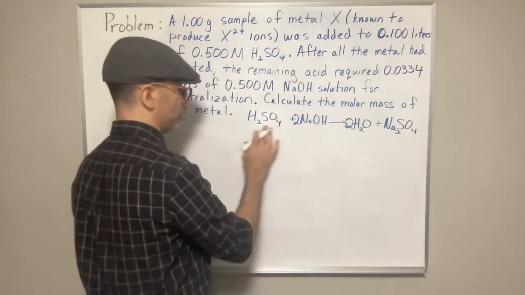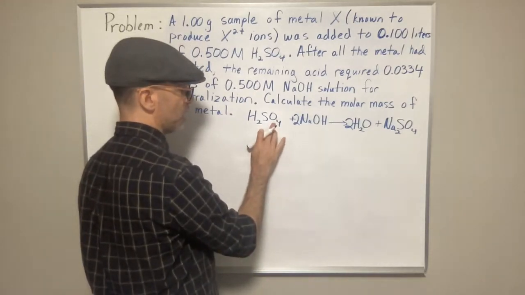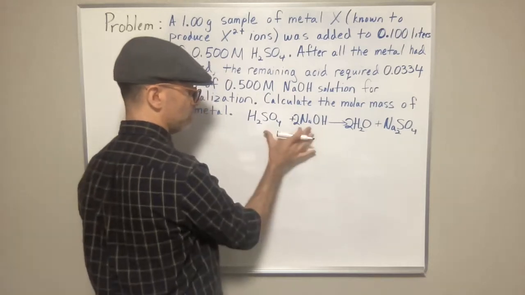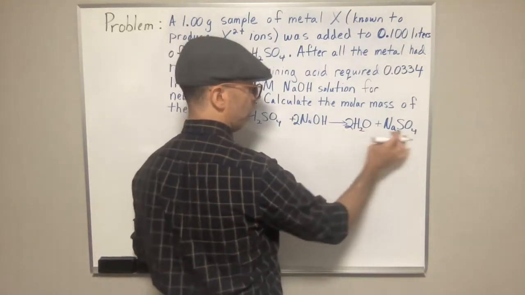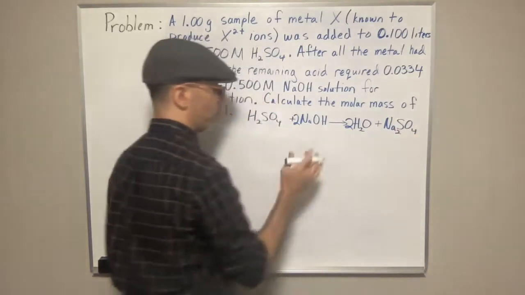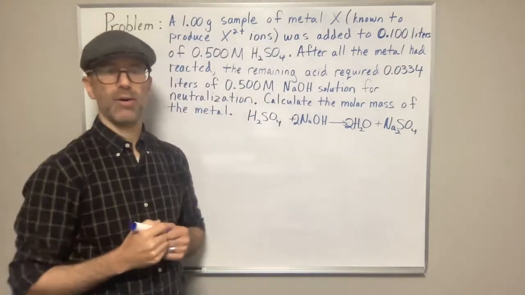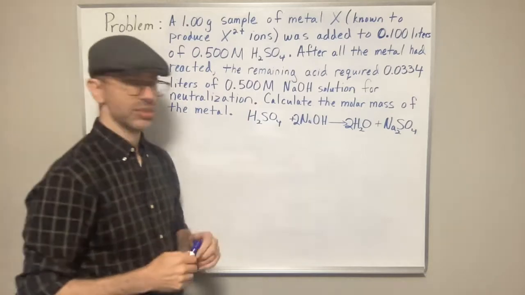And now for the oxygen. So I have 4 oxygens here, I have 2, so that's 6 on this side. I have 2 times 1 is 2, and I have 4, so that's 6. So my oxygens are balanced. So now I have my balanced equation.